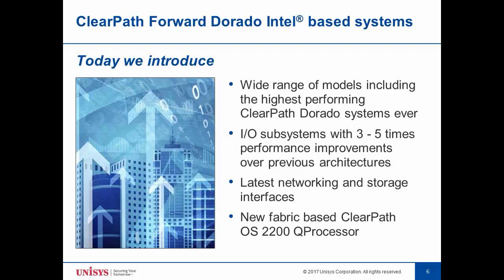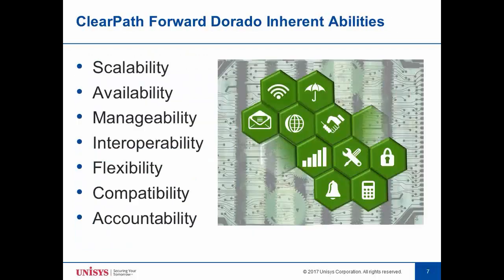It has 3 to 5 times the performance of the previous architectures, the CMOS architectures, but it actually has a good 20 to 30% improvement over the prior ISMs that were used in the previous ClearPath Forward systems. We'll talk about some new networking capability and the latest storage interfaces that are available on these systems. And I'll be talking about a new ClearPath OS 2200 QProcessor implementation that's part of these new product families.